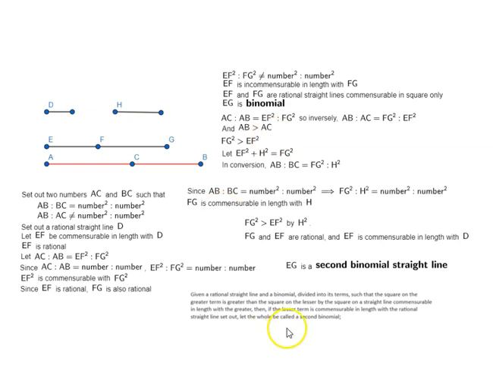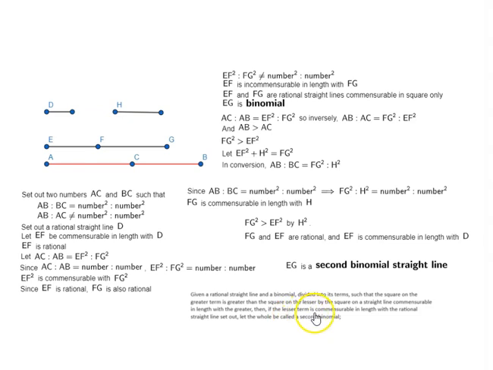Now let's revisit this definition and see whether it makes sense. Given a rational straight line, that is D, and a binomial divided into its terms, so we have EF and FG. So EG is the binomial divided into its terms EF and FG, such that the square on the greater term, FG square, is greater than the square on the lesser by the square on a straight line commensurable in length with the greater. So FG is commensurable in length with H.